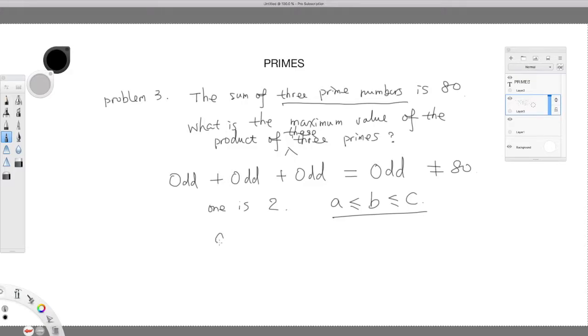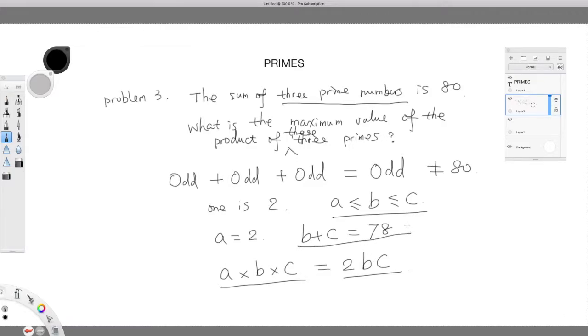So that means A equals 2. That means B plus C equals 78. So now I'm actually really thinking about A times B times C. I want to get a maximum of this, which equals 2BC, because A equals 2. Okay? And when you have B plus C equals 78, and you want to maximize B times C, well, that's something that we're going to cover later.